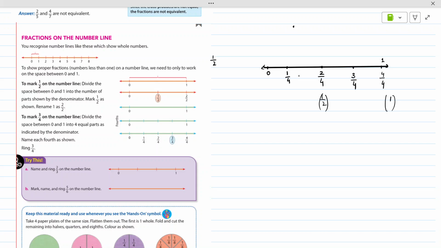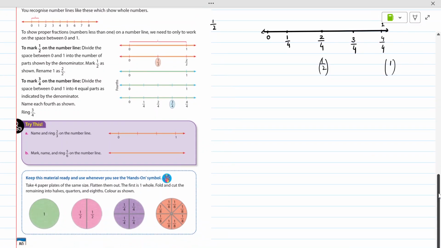From 0 to 1, we are dividing this into 4 equal parts. Okay, so kids, this is how you have to do this. Now try this. What we have is to name and mark 2 by 3 on this line. So when we say 2 by 3, we are dividing this into 3 equal parts. Okay, so I can write this as 0, 1 by 3, 2 by 3, and this 1 can also be represented by 3 by 3, which is 1. So this is 2 by 3.